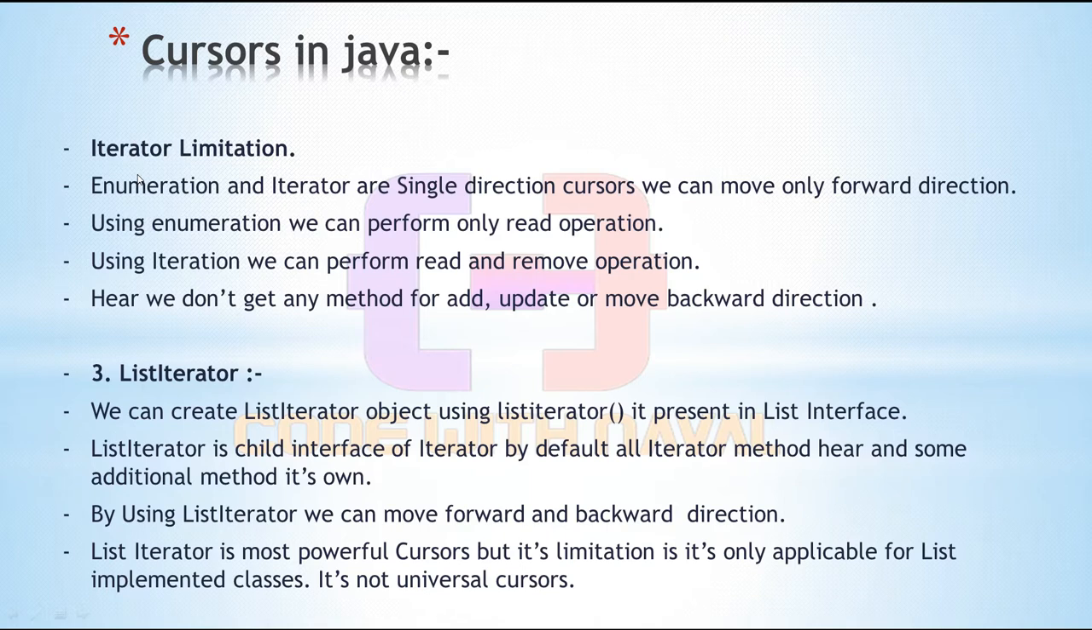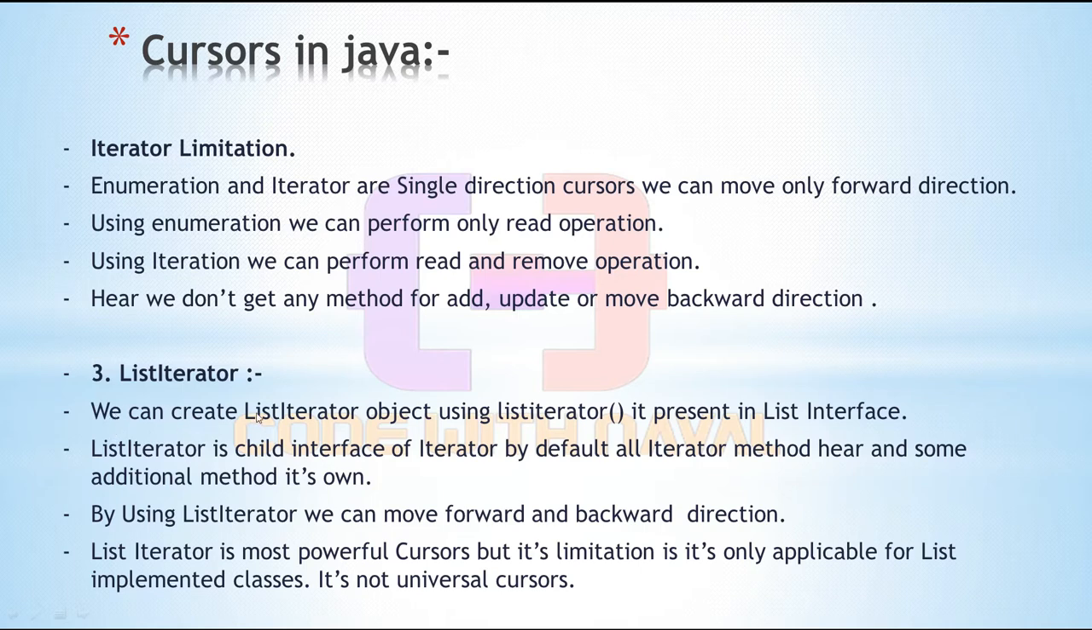Here we don't get any method to add a new element or update an existing element. Here we have a third cursor, the list iterator. This list iterator is the most powerful cursor. Okay, let's discuss list iterator.